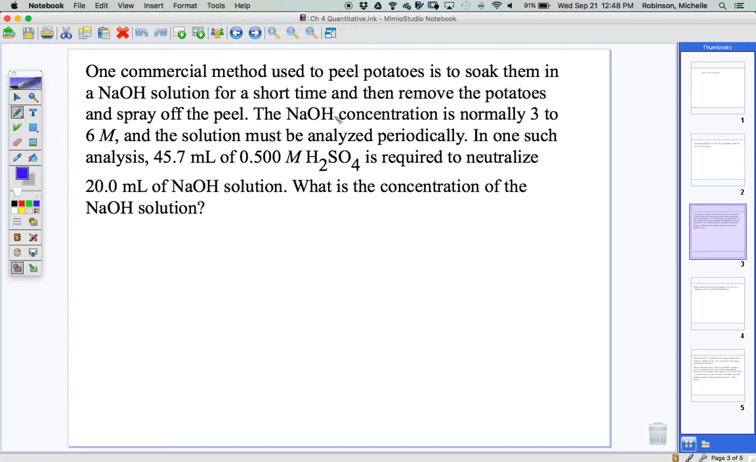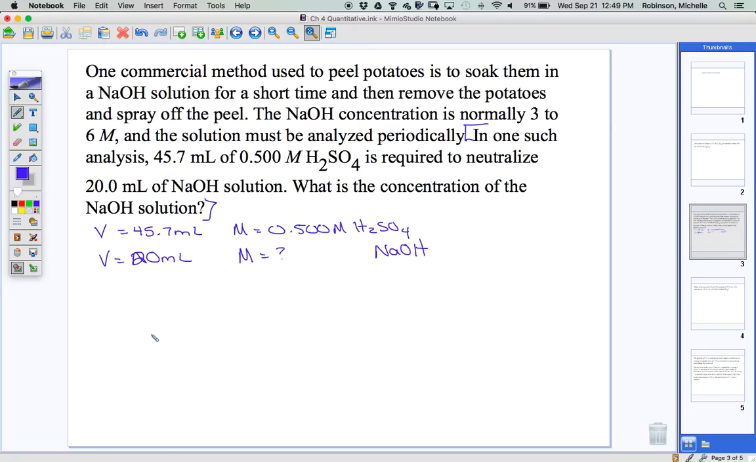Okay. All right, so the only important part starts from there to there. All right, so what do we know in that problem? Okay, we know the volume and molarity of the H2SO4, which we know we can get to moles from that. So we can keep that in mind. What else do we know? We have a volume of the NaOH. And this is of the NaOH. And what are we looking for? The molarity of the NaOH.